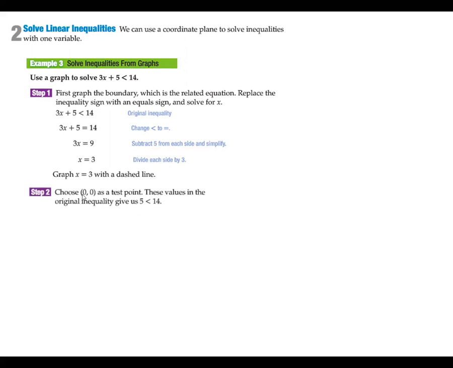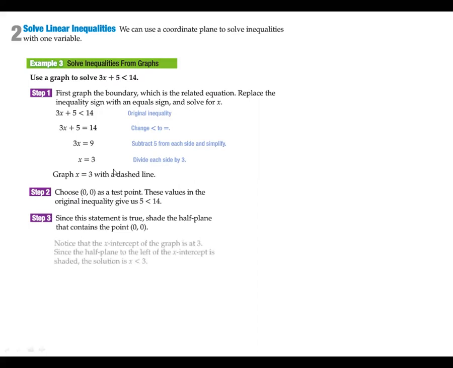Now, I know if you test the point (0, 0), the x is 0 and the y is 0, and you might think, well, there's no y to substitute 0 into, so how can I do it? Don't worry about it. Just put 0 in for the x value. If you put 0 in for the x value, you would get 3 times 0 plus 5 is less than 14, which is 5 is less than 14.